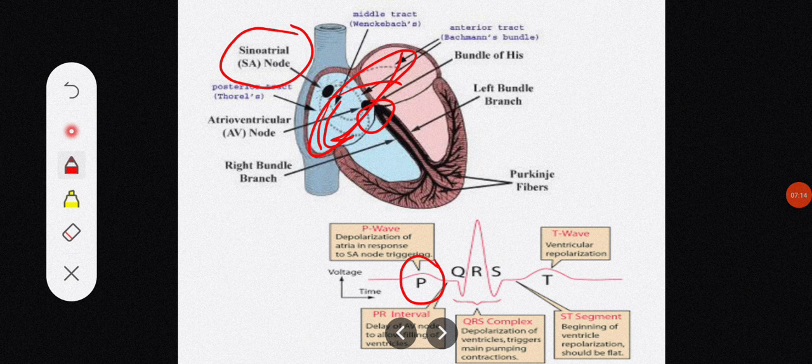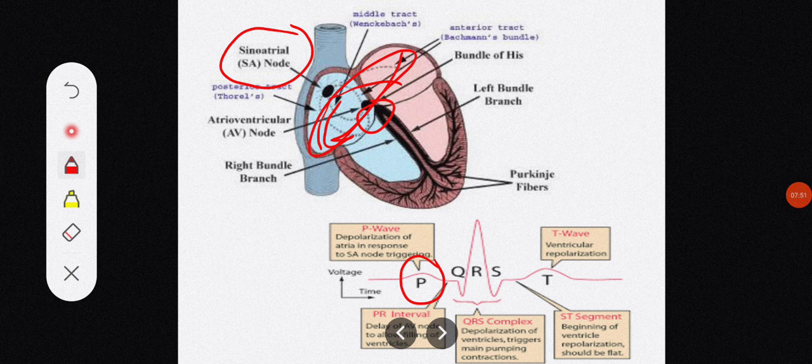Now once the atrial muscles have depolarized, after certain milliseconds they will start contracting, and in the meantime the action potential reaches the atrioventricular node and travels down the delay line. It intentionally travels down the delay line so that the whole contraction of the atria takes place and all the blood from the atria goes into the ventricles. That's why the action potential travels down the delay line, or the bundle of His, from the atrioventricular node.